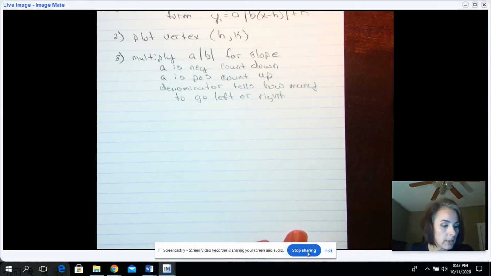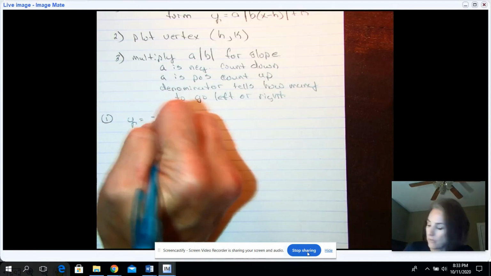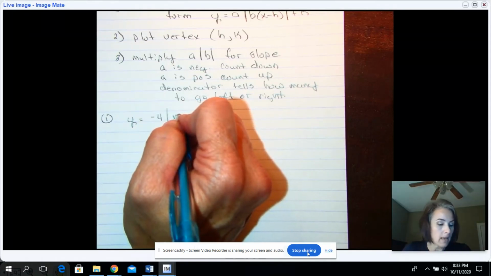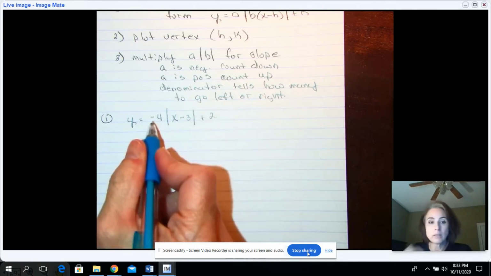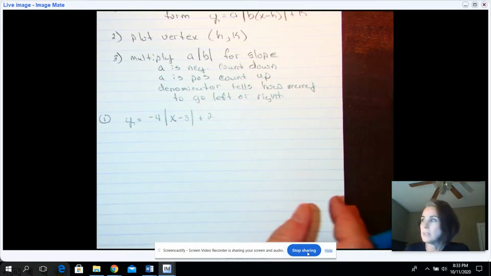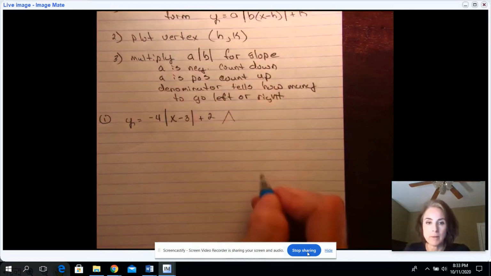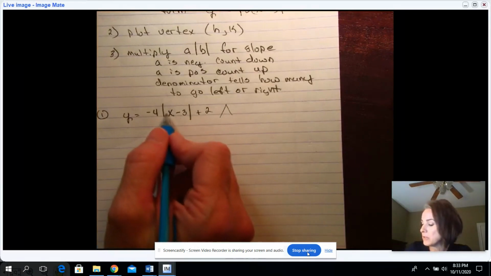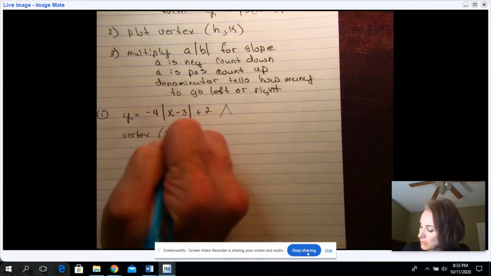All right. So what do I mean by that? Well, let's check it out. So your first example is y equals -4 times the absolute value of x minus 3 plus 2. Now, I already know that's going to be upside down. So hopefully you can see that it's going to go upside down. So let's check it out. So what is the vertex? It's already in transformation form. There is no b, there's nothing in front of the x, so I don't need that. So my vertex here is 3, 2.